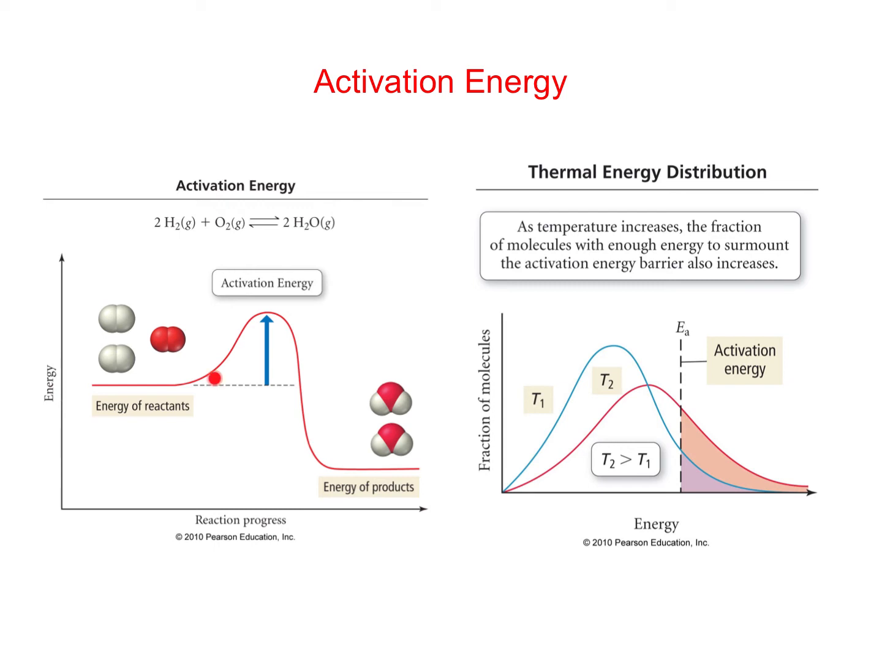Otherwise, right, they can't get over the hump. They just fall back and return to the reactants. And the chances that when the molecules collide, they'll have enough energy to get over the activation energy, more molecules have that energy at higher temperatures than they do at lower temperatures. So one of the reasons the rates of most reactions increase when we increase the temperature is because when the molecules collide at the higher temperatures, they're more likely to have enough energy to get over the activation energy.